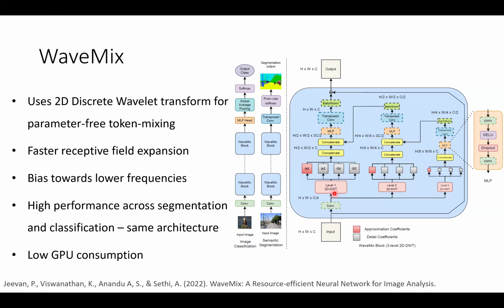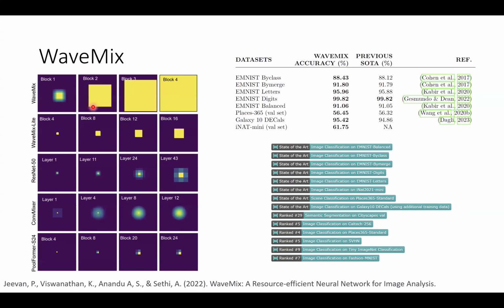Because we use multi-level wavelet transform, each higher level of wavelet transform actually reduces the input dimension by half. And because there are multiple levels happening in each block, the receptive field expands much faster than in regular CNNs. This exponential expansion of receptive field also aids in token mixing. This image shows the expansion of receptive field within a few layers of WaveMix compared to ResNet and other token mixing architectures.